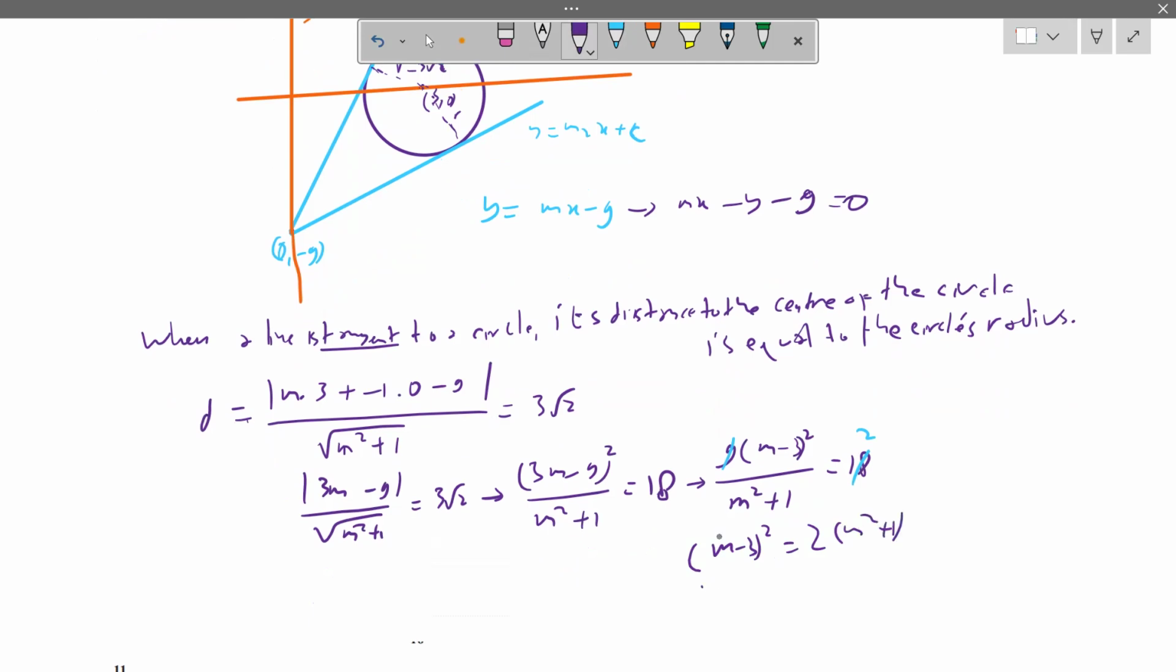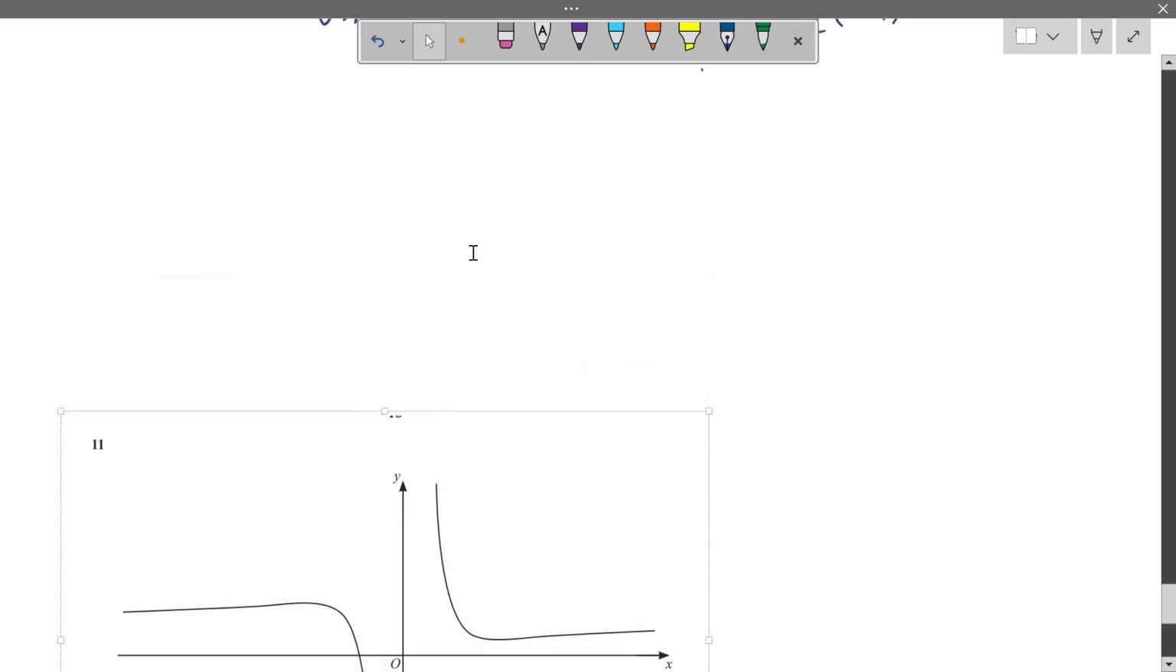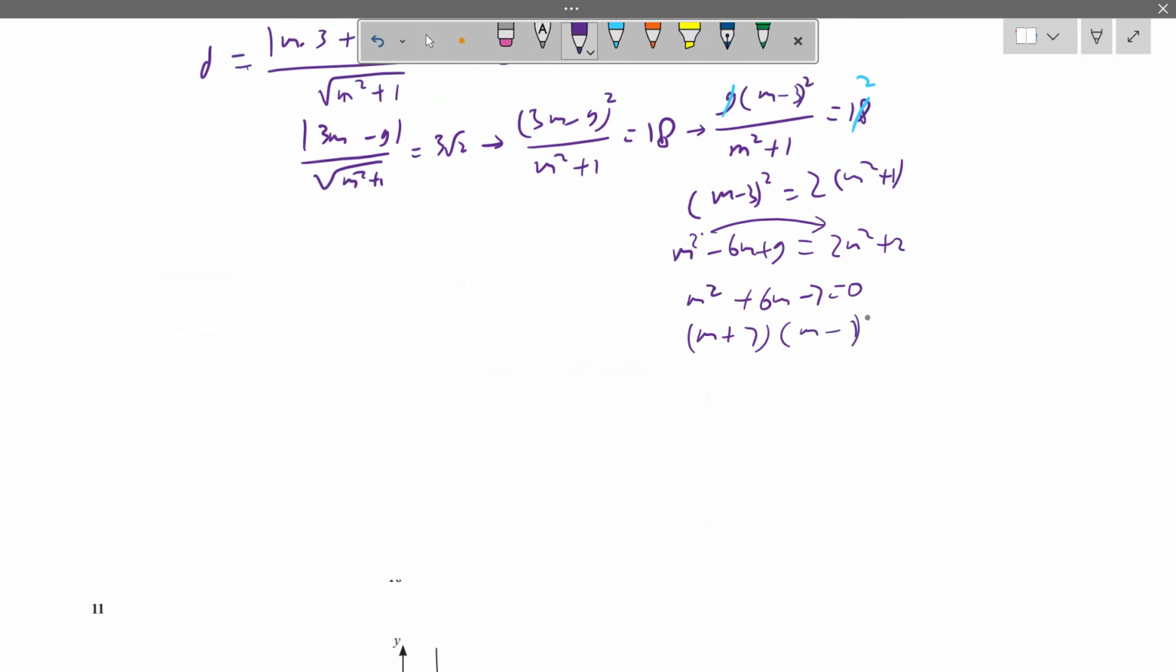Now I'm not going to walk you through all the derivation because you probably know how to do it. So m squared minus 6m plus 9 equals 2m squared plus 2, so going that way, m squared plus 6m minus 7 equals 0, so (m plus 7)(m minus 1) equals 0. So m is either -7 or m is equal to 1. Okay, so these are the two values of m.